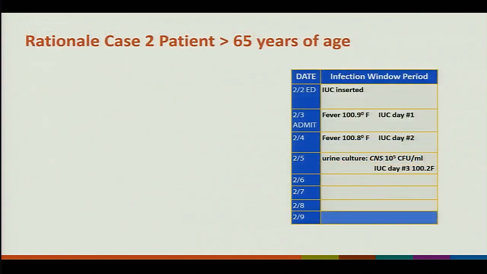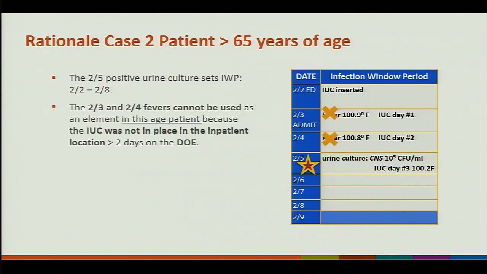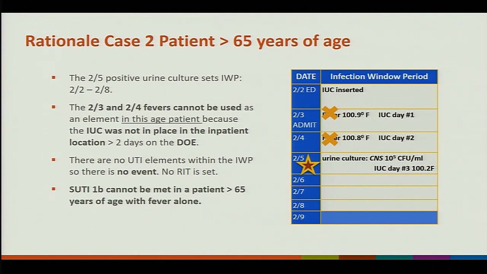So let's map it out. 2-5 positive culture sets the IWP from 2-2 to 2-8. The 2-3 and 2-4 fevers cannot be used as an element in this age patient because the catheter was not in place in the patient on the date of event for greater than 2 days. There are no UTI elements within the IWP, so there is no event, no RIT is set. You cannot call this a SUTI 1B. You cannot call this, period.